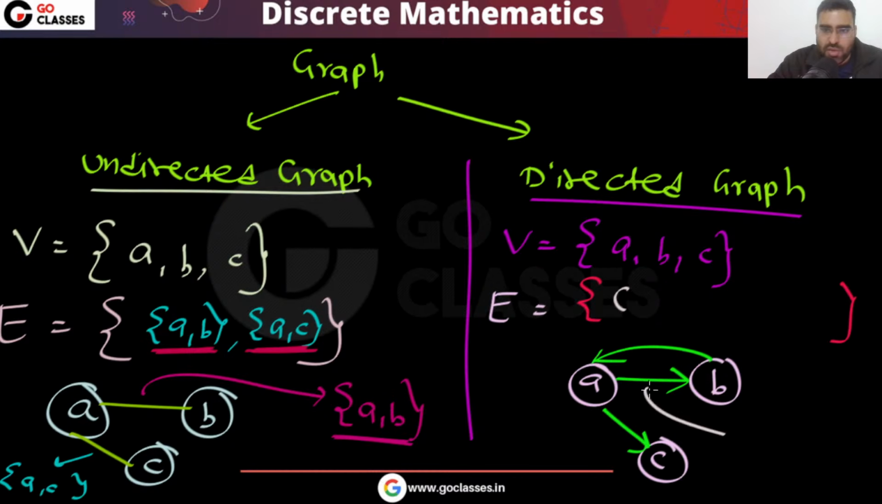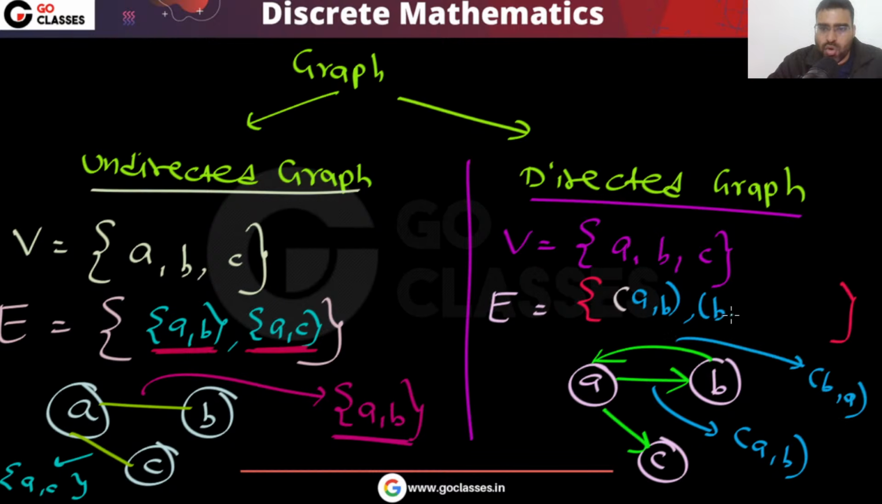Look at this edge. This is from A to B, so this is an ordered pair. Similarly, look at this edge. This edge is from B to A, so this is an ordered pair from B to A. Look at this edge. This is from A to C. So this is the difference between an undirected graph and a directed graph.